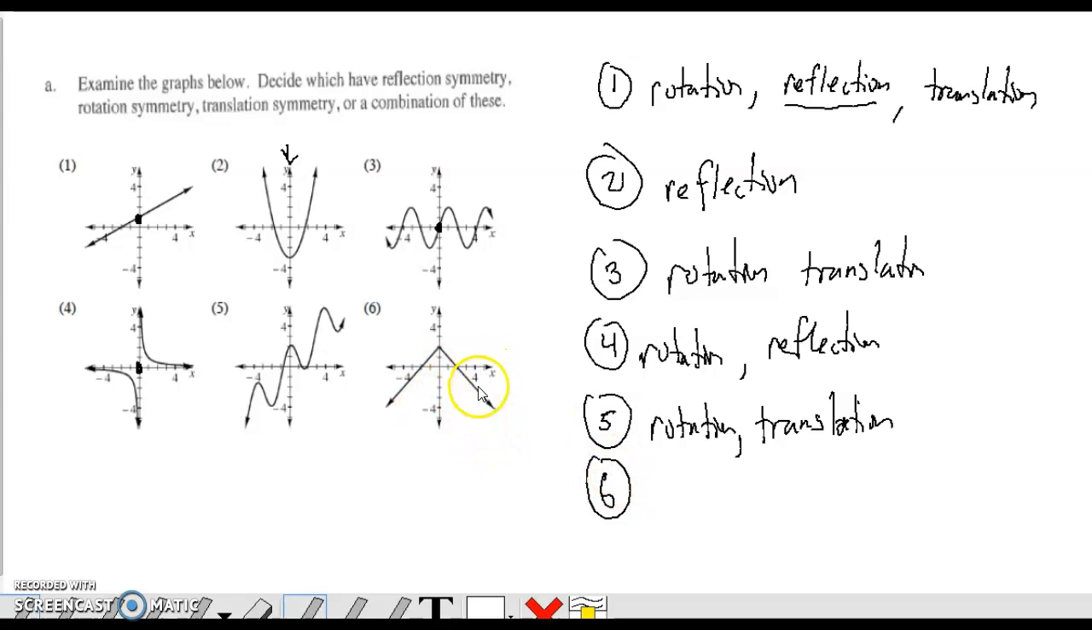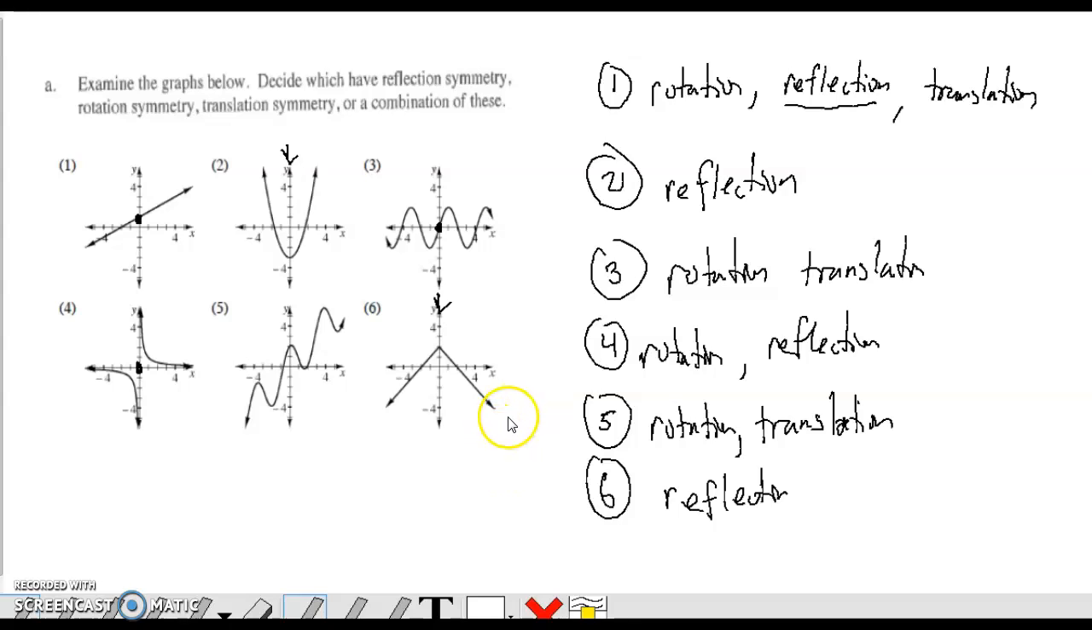Okay, last but not least, number 6, right? Does this have rotational symmetry? No, it does not. I should not be able to rotate it and land it perfectly back onto itself. Reflection symmetry, it does have. So reflection symmetry, very similar to number 2, right? It is over that y-axis right here. So this piece and this piece will land perfectly onto itself. This is known as an absolute value graph. This one is your quadratic, FYI. And this one does not have translation.